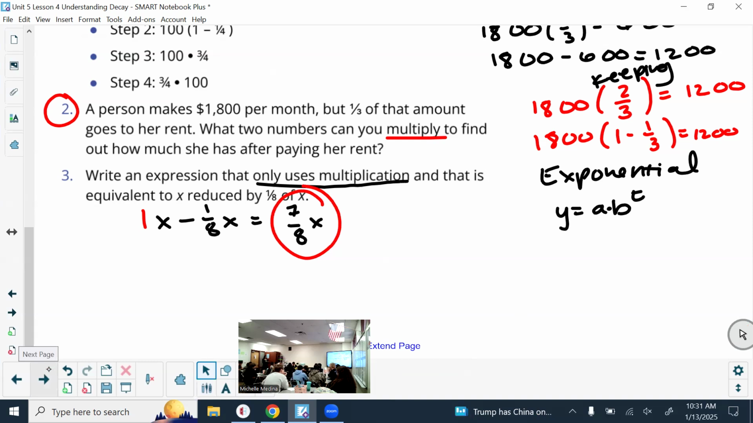Side note: we've been talking about exponential growth in the first 3 lessons. Now we're looking at exponential decay. If you are familiar with hearing exponential in the real world, when they say something's growing exponentially, that means it's growing at a really fast rate. But now with decay, it's decreasing at a really fast rate.